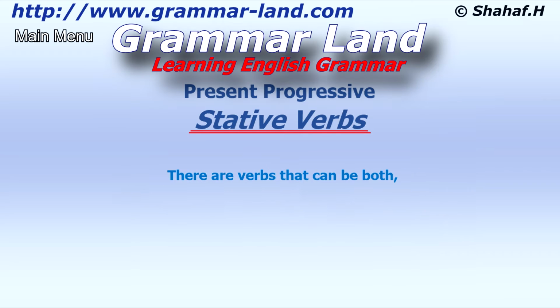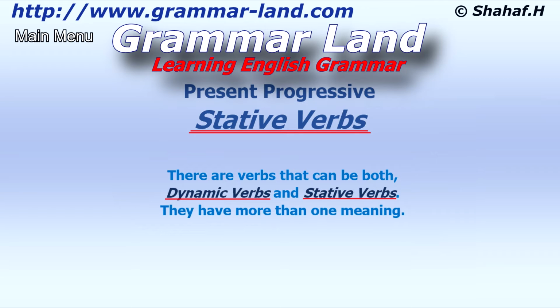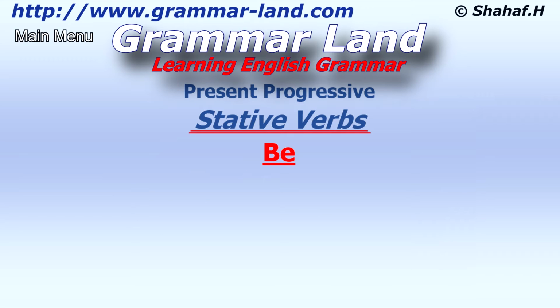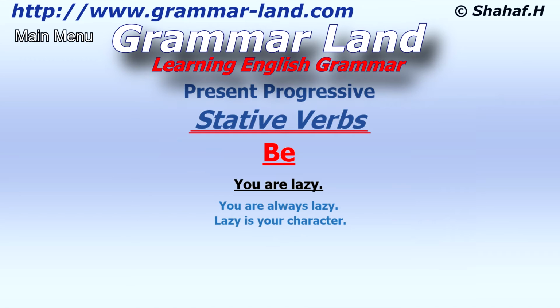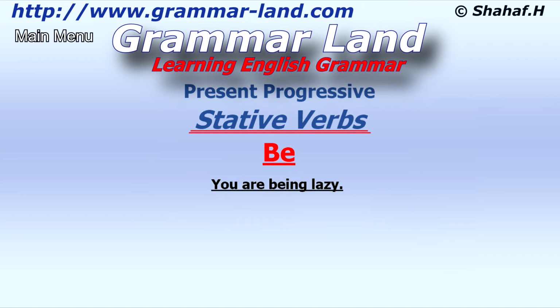There are verbs that can be both dynamic verbs and stative verbs, and this is because they have more than one meaning. The verb be. One option is, you are lazy. You are always lazy. Why the above? Because lazy is your character. The other option is, you are being lazy. Why the above? Because this is a momentary situation. It is not your character.